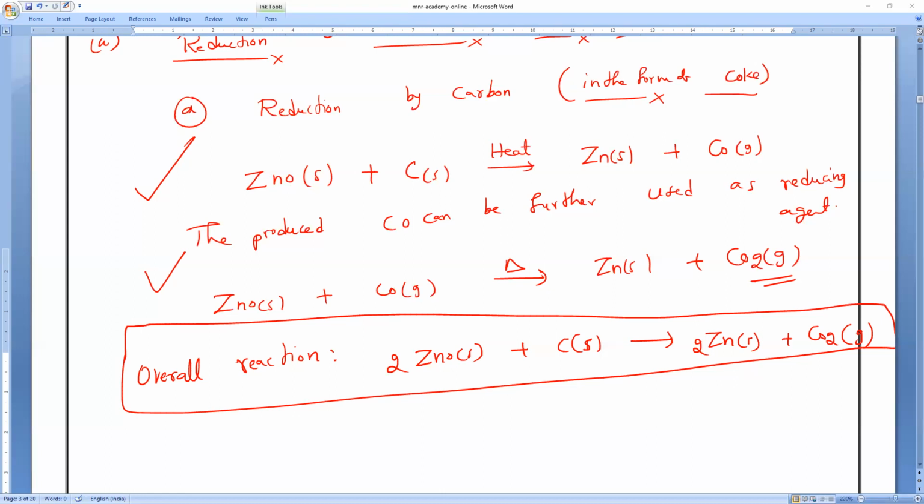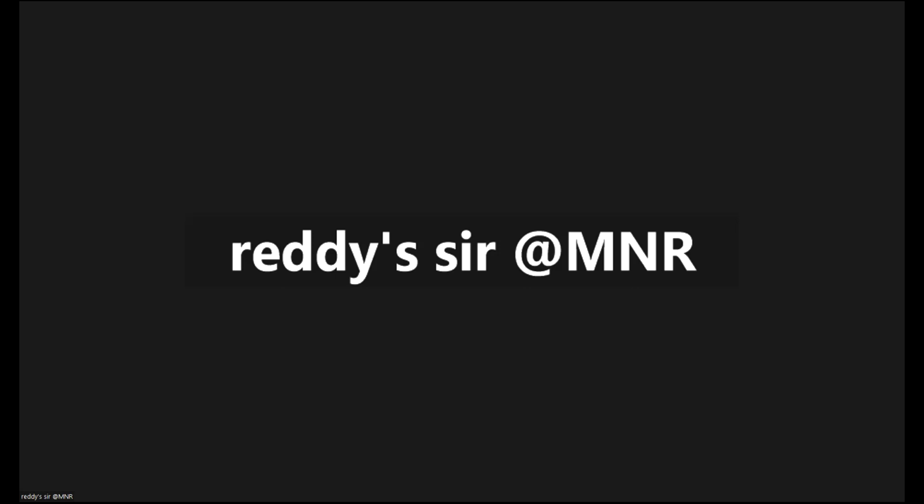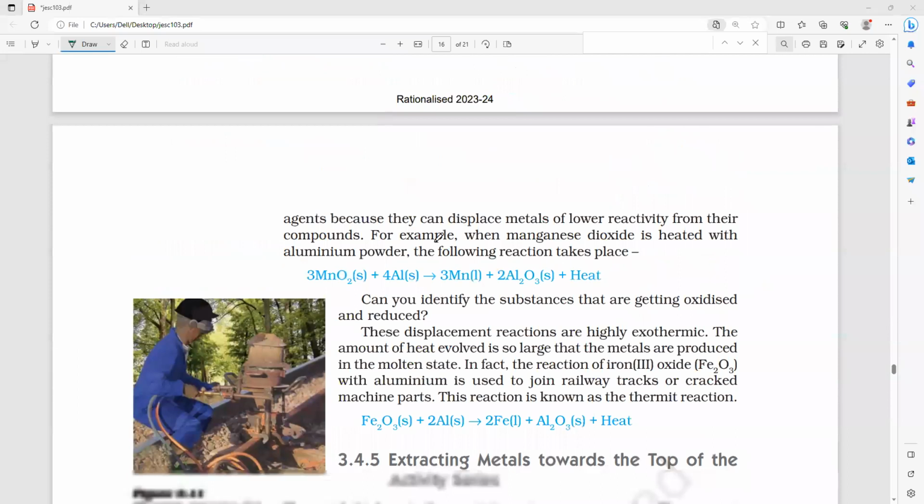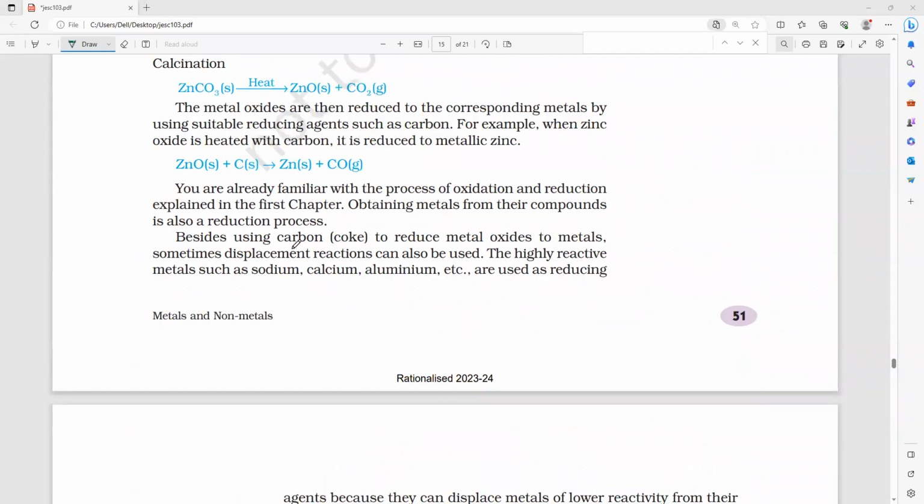In the 12th class metal activity series, carbon is also present. If you notice, according to this equation, carbon is more reactive than what? Anybody? Zinc. So you have to remember it. They never give the equations, simply see that. Besides using carbon to reduce metal oxides to metal, sometimes displacement reactions can also be used for extraction. We all know that in a displacement reaction, a more reactive metal displaces the less reactive metal.